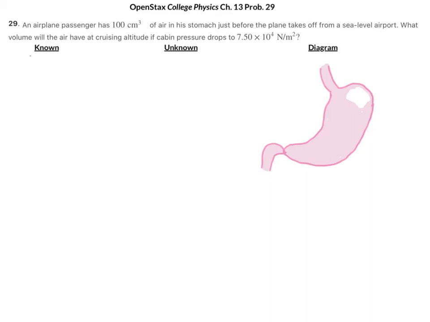So let's write down the things that we know. We know that the initial volume of the air bubble that the person has in his stomach is 100 cubic centimeters, and we have to convert this into cubic meters, so that is 100 times 10 to the negative 6th cubic meters. The initial pressure is at sea level, so that is 1.013 times 10 to the 5th pascals. And we know that the final pressure at cruising altitude is 7.5 times 10 to the 4th newtons per meter squared.